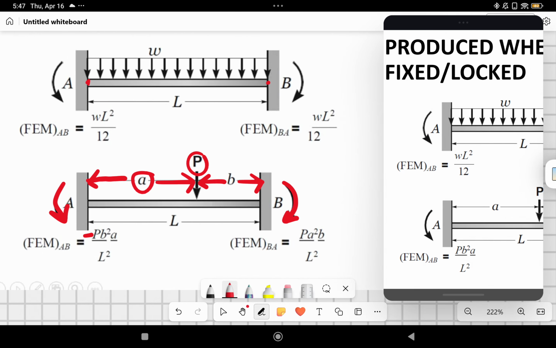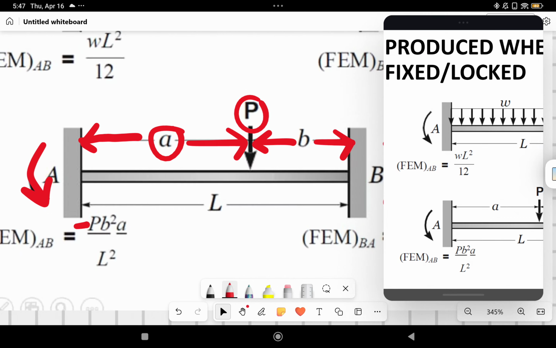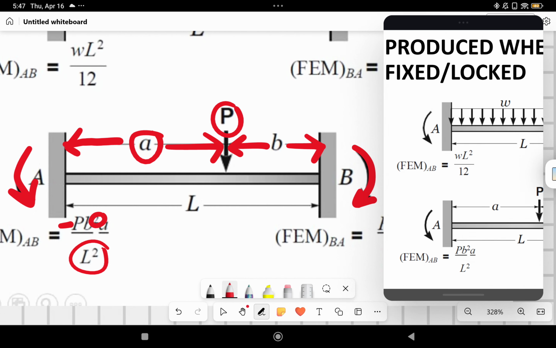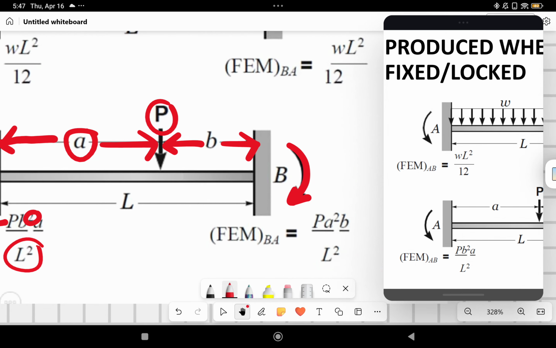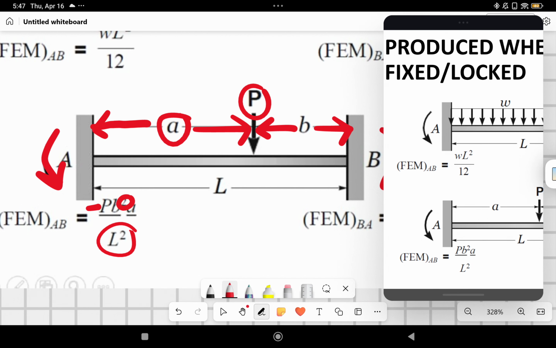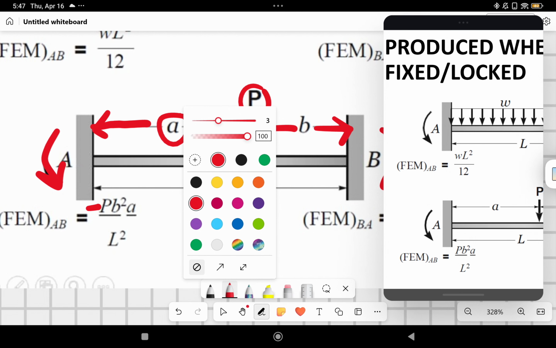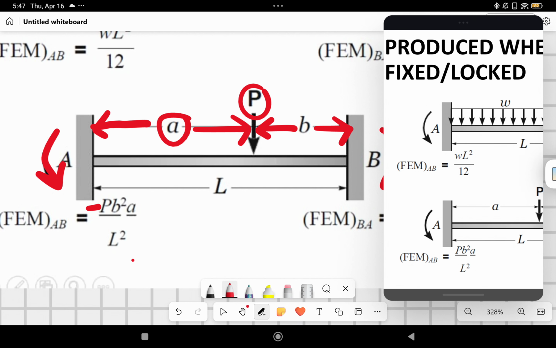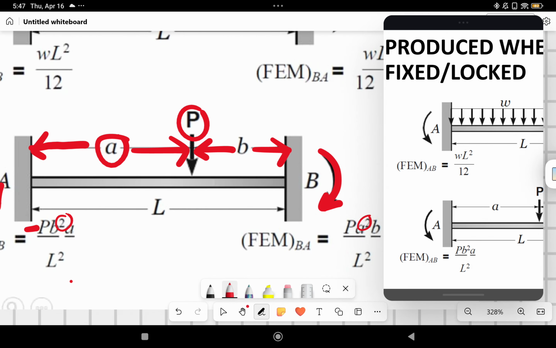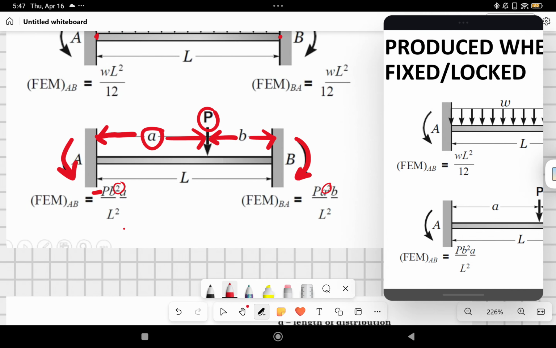So that is, madali lang tandaan to, PB squared A over L squared. Okay, laging naka-squared yung L. And then, itong squared na to, magbabaligtad lang yan. Kapag kinuha mo yung sa right end, mapupunta sa A yung squared. As you can see here. So, yung squared na to, malilipat lang sa A pagdating dito. So, madali lang tandaan yan.